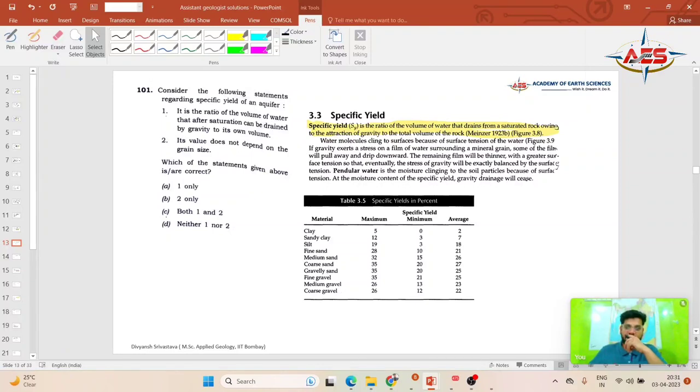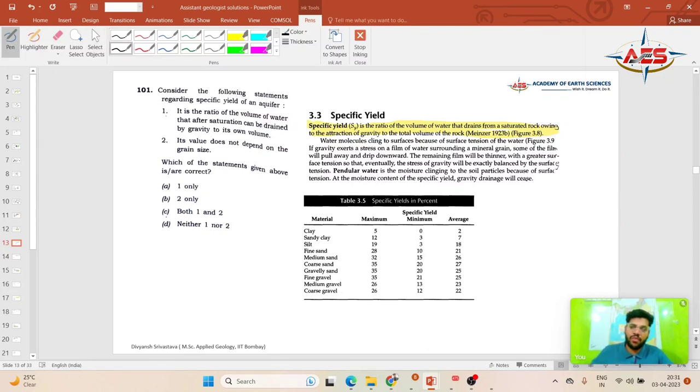So, 101. Consider the following statements regarding the specific yield of an aquifer. Okay. So it is a simple matter, we will first go to the definitions of aquifer. So what is the first statement given? Let me read this first.